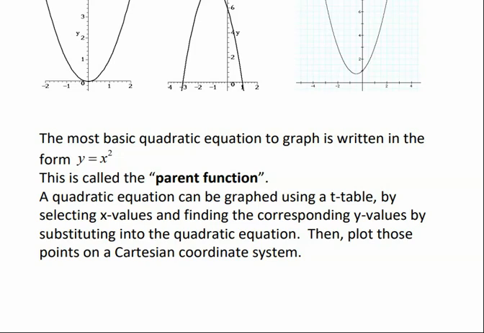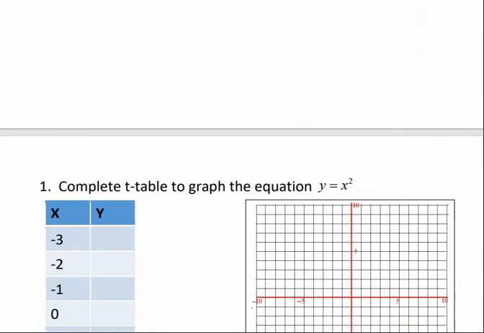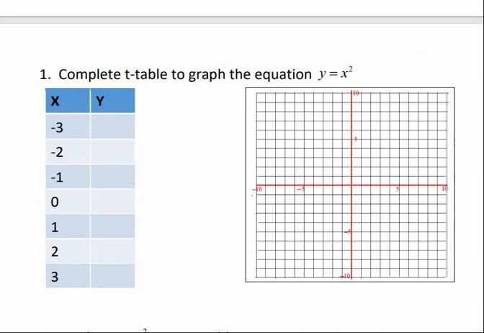So a quadratic equation can be graphed by using a t-table, and you can select the values to put in for x and plug them into the equation to get the corresponding y values, and then plot the points on a Cartesian coordinate system. So let's do that here. We're going to graph this parent function by making a t-table, and we've chosen the points for x, and we're just going to plug them into this equation to get our y values.